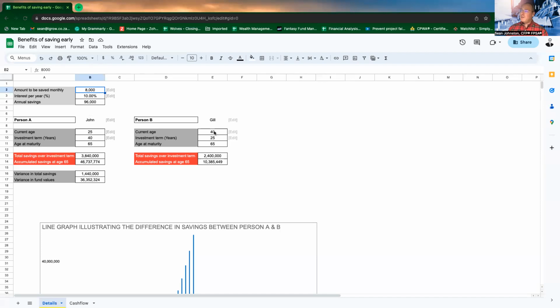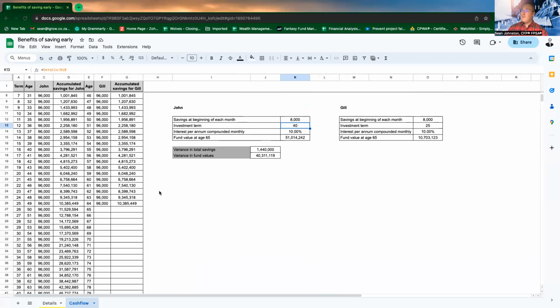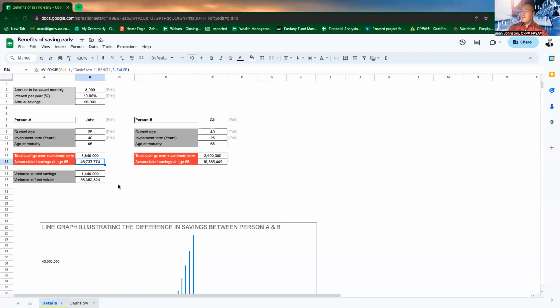But Jill, because Jill's older, would have to invest a lot more than 8,000 to get to the same future value as John. That's the point I want to get across: the sooner you save, the better it's going to be from a compounding point of view and also the total contributions. Because unfortunately, once you get to 65, you cannot save any further.